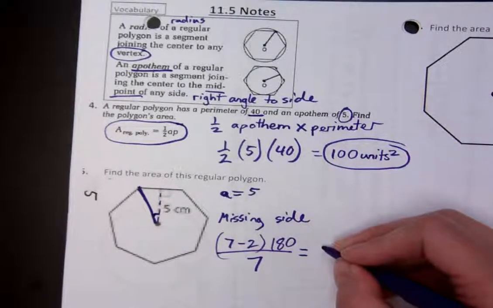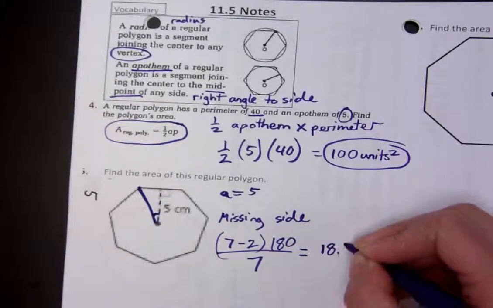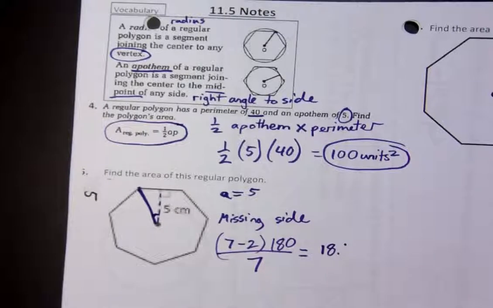18.4? That's not what I got. I got 25.7. So 5 times 180. And then divide by 7. I got 128.6.